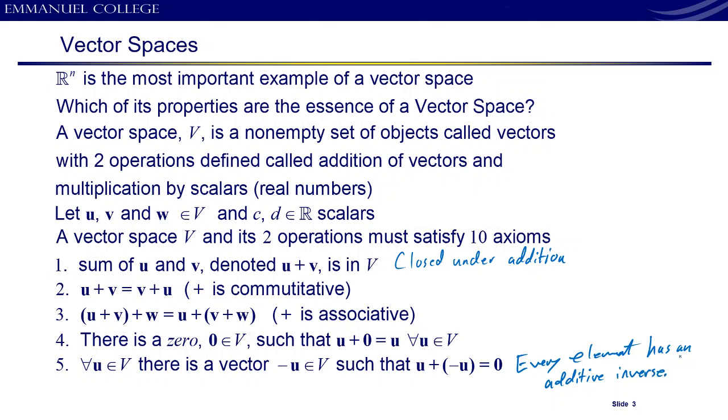So basically it means every element has an additive inverse, which means if there's a vector in your space, you can always find another vector that you add it to, and you get the zero vector out. So you're never going to have an element that doesn't have an inverse. So that's what number 5 is saying.